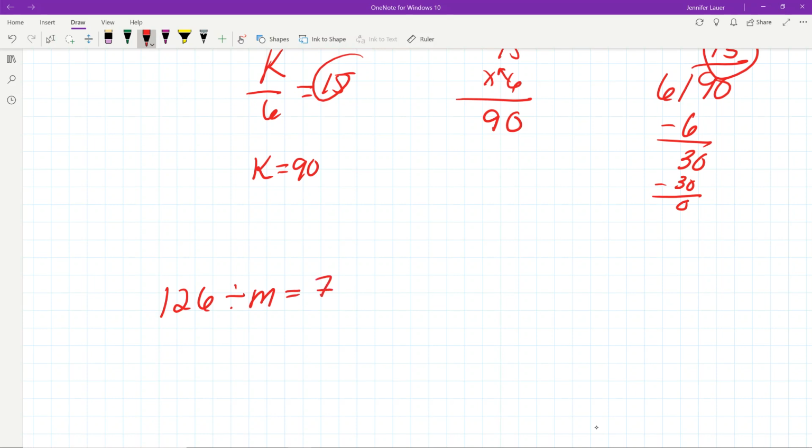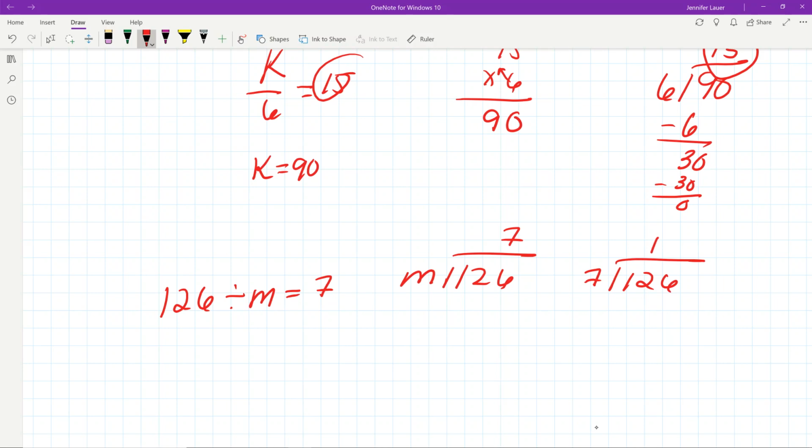Now be careful here because this is a little bit different. So we have 126 divided by M is equal to 7. So multiplication isn't going to work in this one. Because if you multiplied 7 times 126, you're going to get a huge number. So you have to be careful. You have to figure out what you're looking for. Here we're looking for the divisor. We're not looking for the dividend. So here I'm going to say 126 divided by 7.